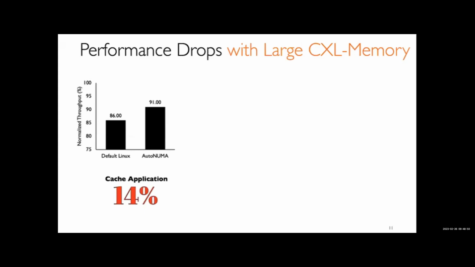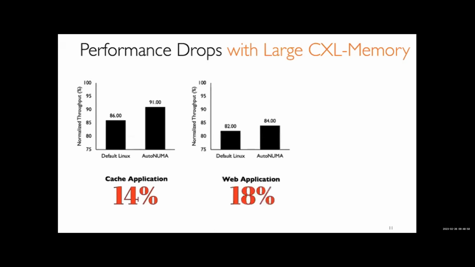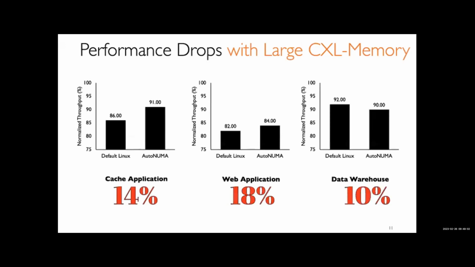That's why even with AutoNUMA, the performance loss of the cache application is 10% of its actual behavior. This observation holds for other applications, like web applications or data analytics applications, running in Meta's production servers today. So efficient management of the CXL-enabled heterogeneous memory subsystem is a must to maintain performance.